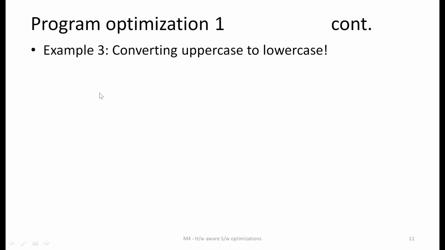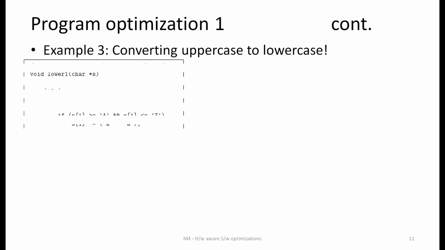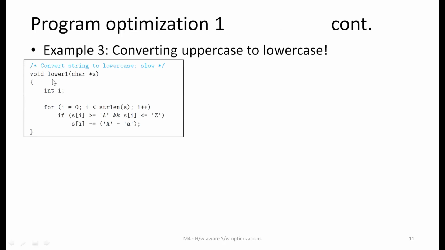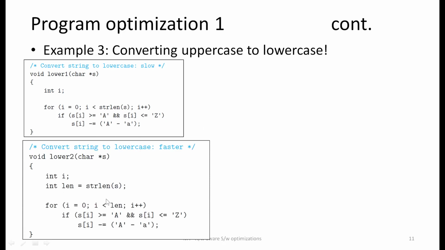If such a small change looks very trivial to you, let's look at the common code that people write to convert a string of characters from uppercase to lowercase. So here is lower1, wherein we are checking the string length every time, and if a character is in uppercase, then we are converting it to lowercase and writing it to the same location. Pretty straightforward. And here is an optimized version with code motion. We are calling the string length only once and storing it in len.